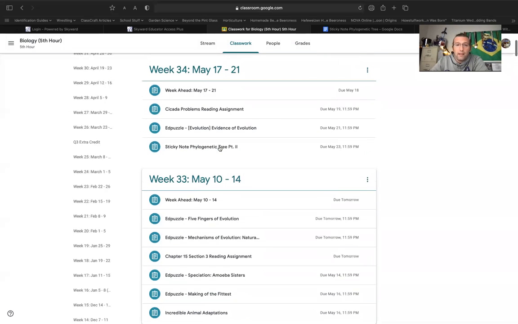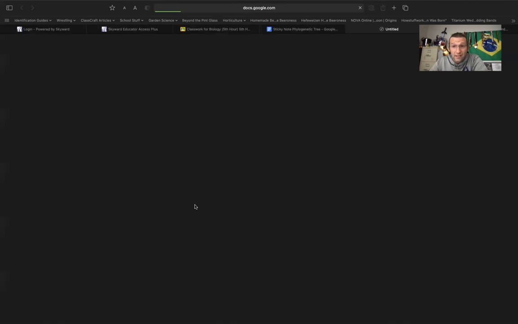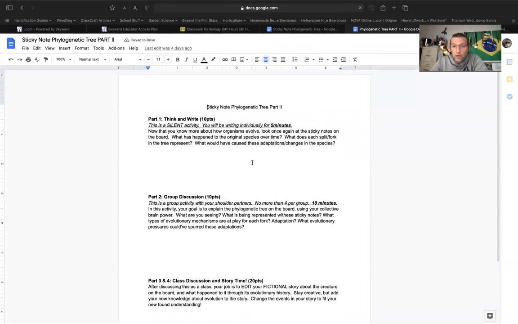Then you're going to go back and take a look at the phylogenetic tree assignment that you did, your story, and you're going to go through this process again. So you're going to free write now that you have new knowledge in your brain about evolution that you're getting from all these ed puzzles and things that you're doing. Now that that new information's in here, you're going to go back and look at the phylogenetic tree again, do another free write. What do you know now that changes your perspective on this phylogenetic tree? Write all that stuff down.